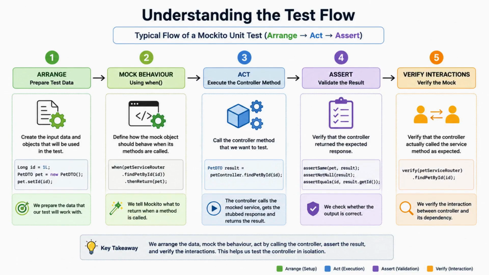So finally, we have verify interactions. This checks whether the controller actually called the service method. This is a very useful way because we are not only checking the response. We are also checking the interaction between layers. So this helps confirm that the controller is delegating work correctly to the service layer.